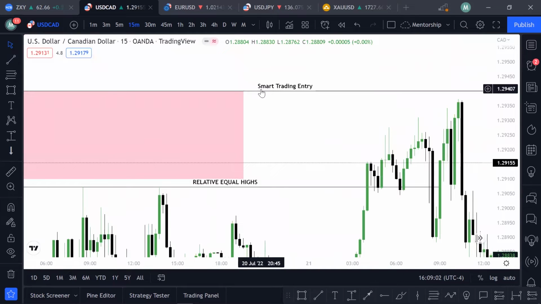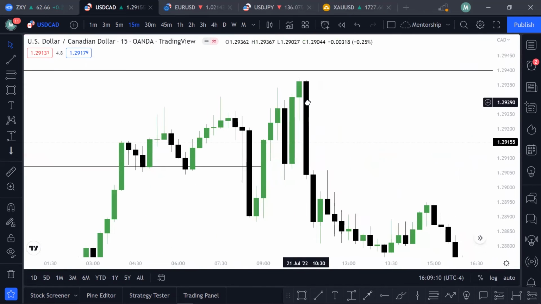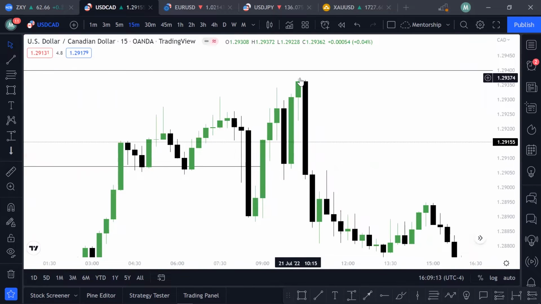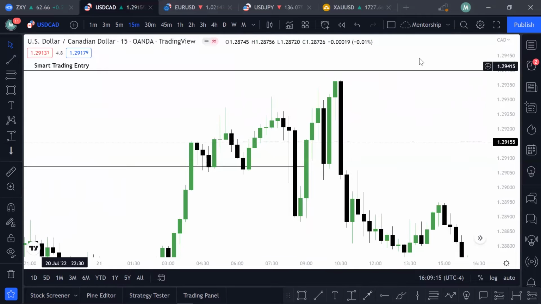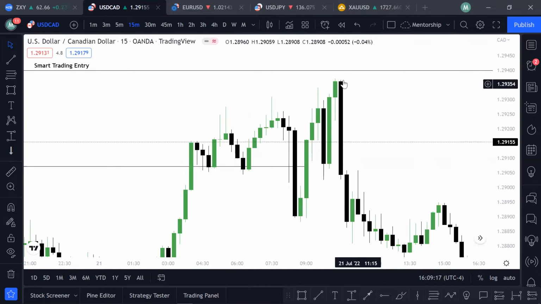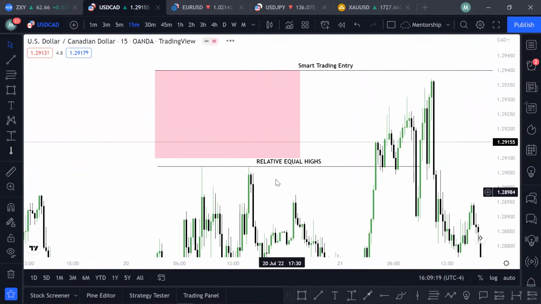Price trades to what? The smart trading entry. Time and price matters, folks. Every time I tell you to be patient and wait for price to bring itself to you, this is what I mean. Price comes to the smart trading entry, the 40 level, right here. You sell there.